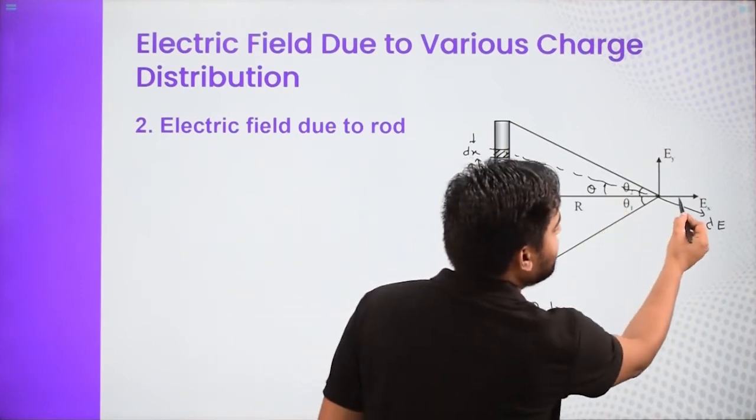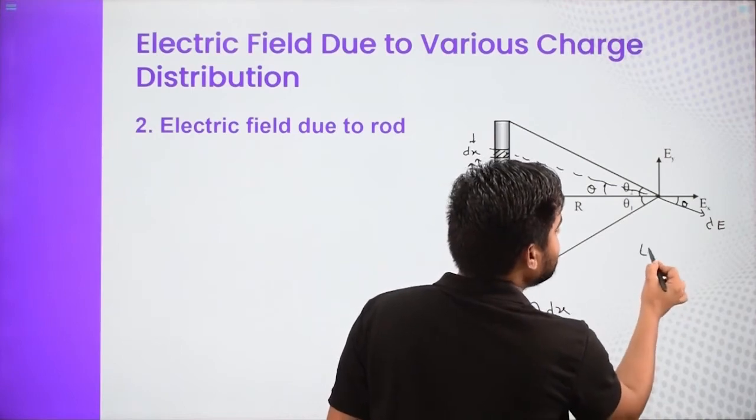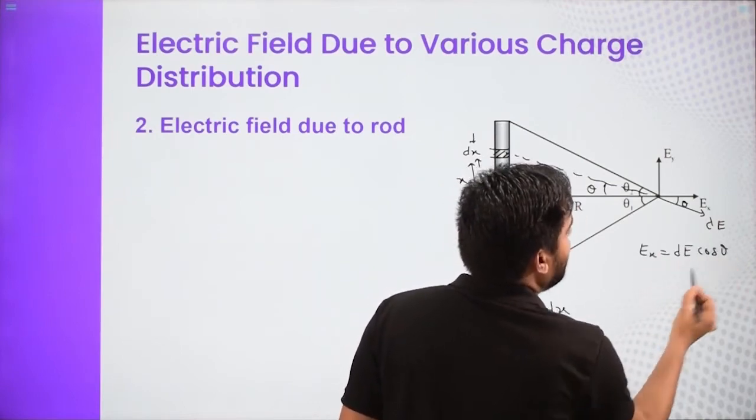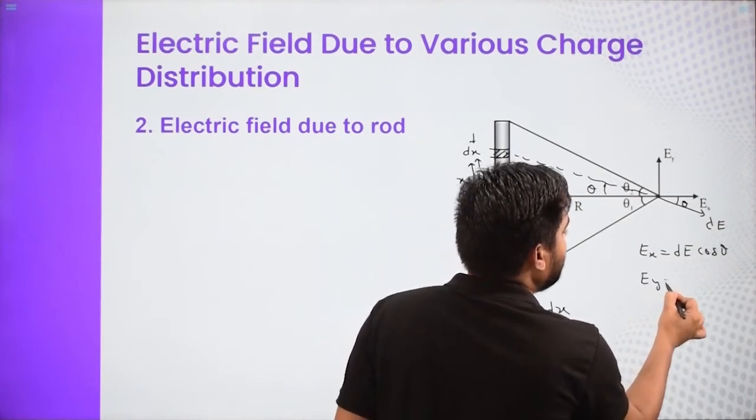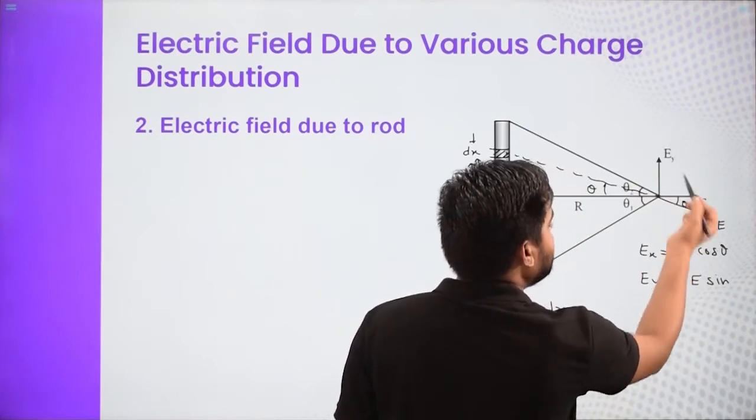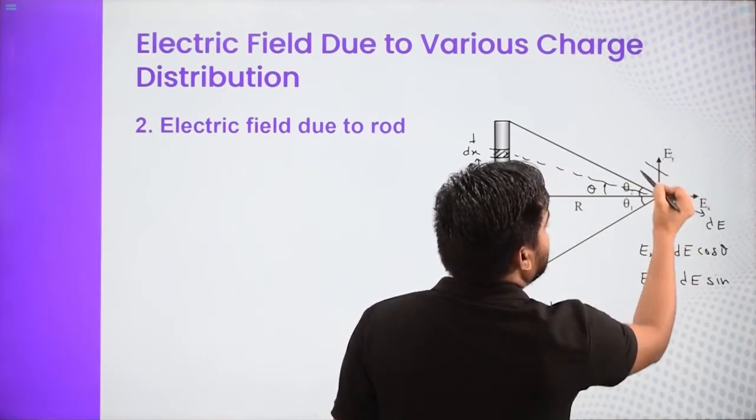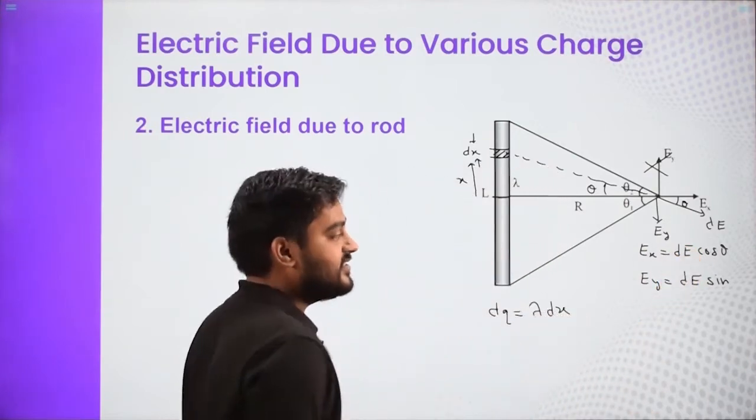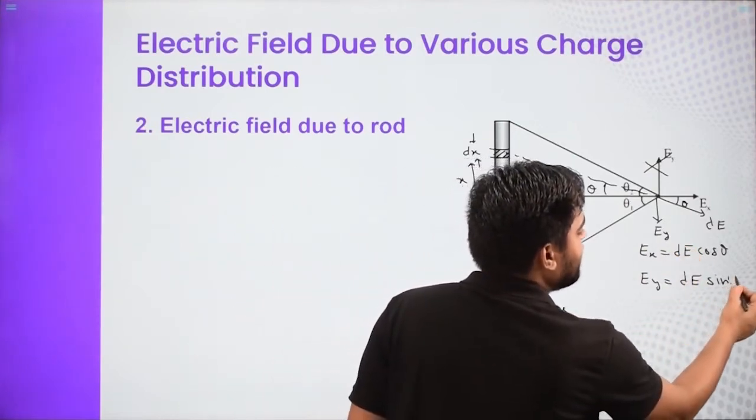So if this is theta, then this is also theta. Now I can say my Ex is nothing but dE cos theta. And what about Ey? Ey is dE sin theta. Let us consider Ey to be in downward direction. It doesn't matter. We'll get our answer. So Ey is dE sin theta in this case.